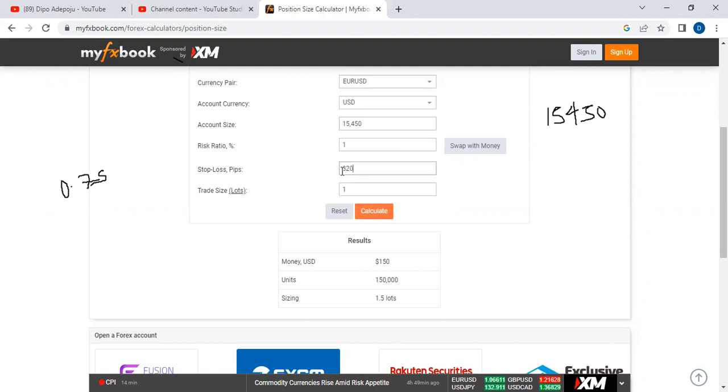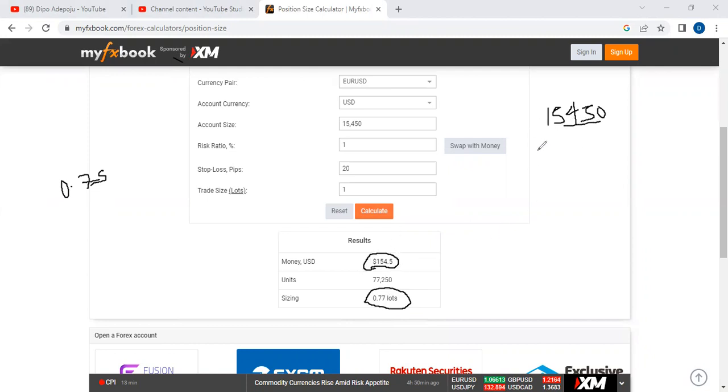So I can show you something. 20 pip stop loss, right? Now, my account has changed because I won my first trade. I'll just calculate. Look at the next lot you are using. See the principle of compounding. It has increased to what? 0.77 lot. And your risk is still 1% of your account. Still 1% of this account.